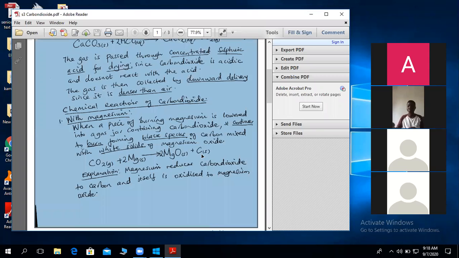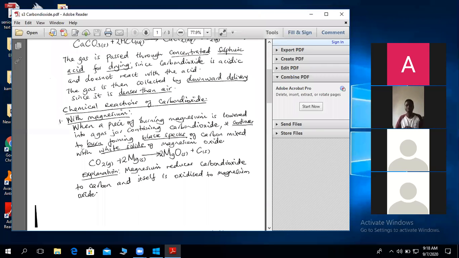This equation, as you will see when I give it to you in the assignment, many of you will fail it because you are in a hurry and you forget to balance these two here. It should always be there to balance oxygen. You first put the 2 to balance oxygen, because oxygen is 2 on the left and 1 on the right hand side. So you put 2 to balance oxygen, and you put 2 to balance magnesium.